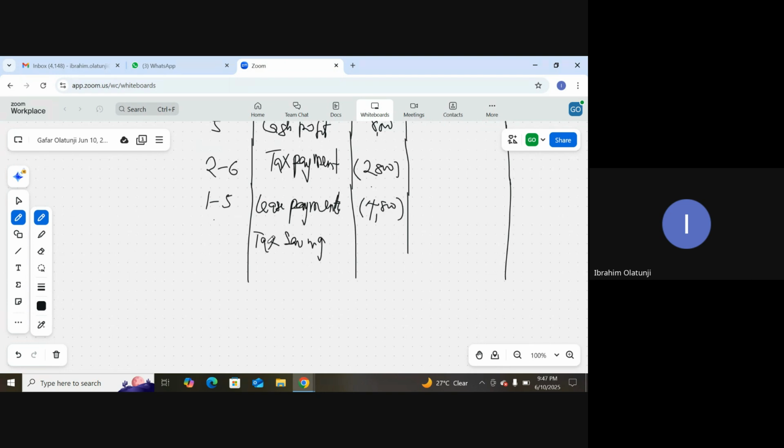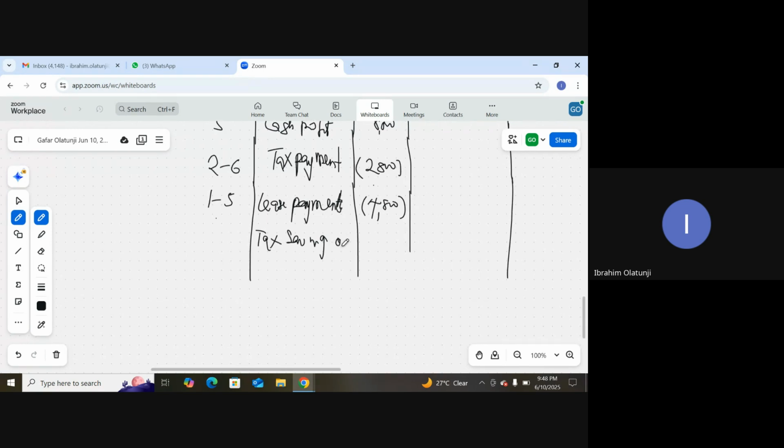Then what is the tax on that lease payment? What is the tax given to us? 35%. So if you calculate 35% of 4,008, what do you have? Because the tax is 35%, and we want to get the tax savings on the lease payment. That is 1,680.